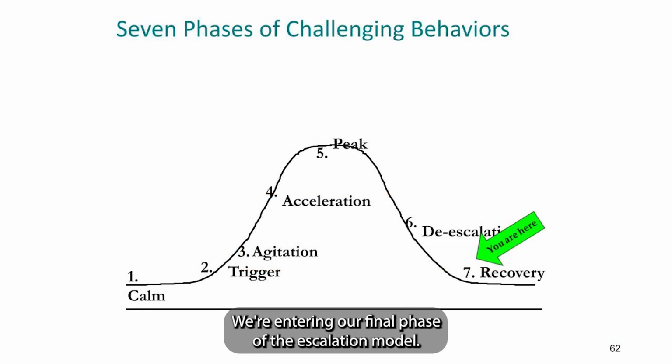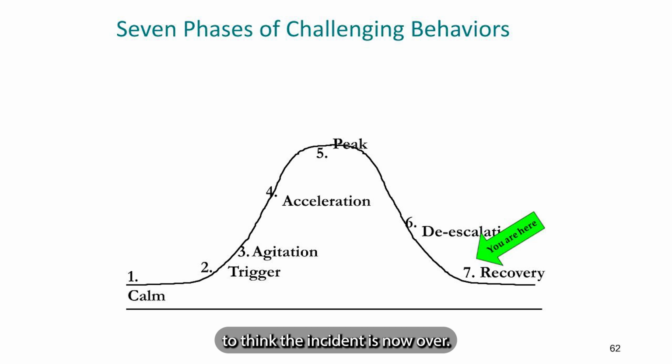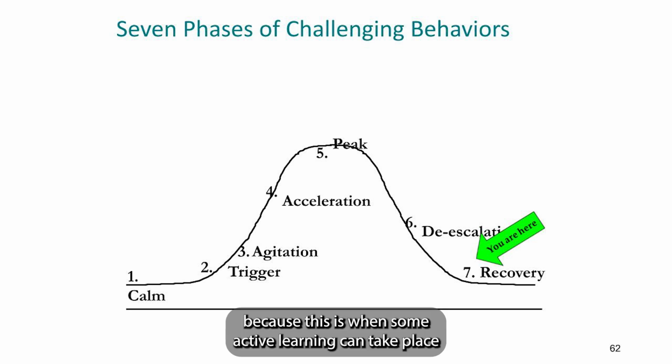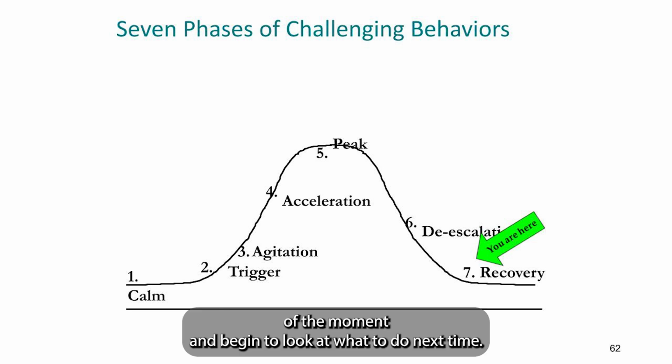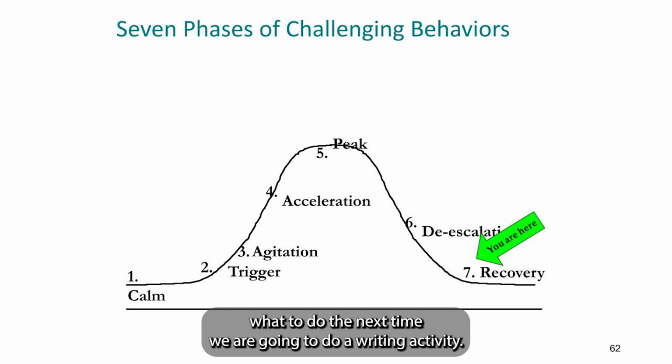We're entering our final phase of the escalation model. Recovery is sometimes overlooked as its own phase because we tend to think the incident is now over. Recovery is a very important phase and should be attended to because this is when some active learning can take place, and this is where you can switch your focus off of the immediate needs of the moment and begin to look at what to do next time. If our initial trigger was a writing activity, then we can begin to discuss what to do the next time we are going to do a writing activity.